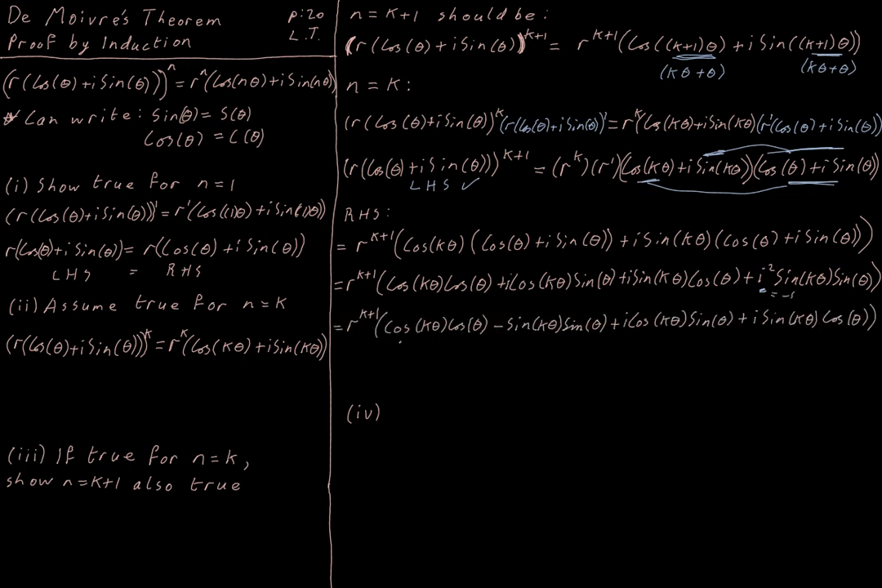Now I have grouped my real parts together and my imaginary parts together. I see I have cos multiplied by cos minus sine multiplied by sine. And that makes me think of my trigonometry identities that are on page 14 in my log tables. So I'm going to go and see if I have any identities that would allow me to simplify this.